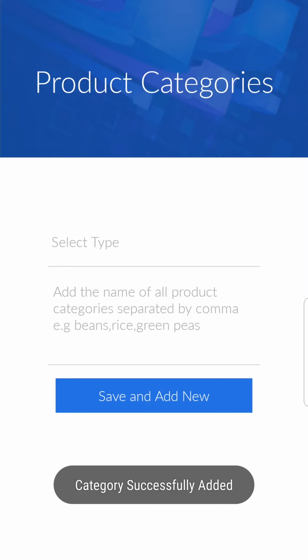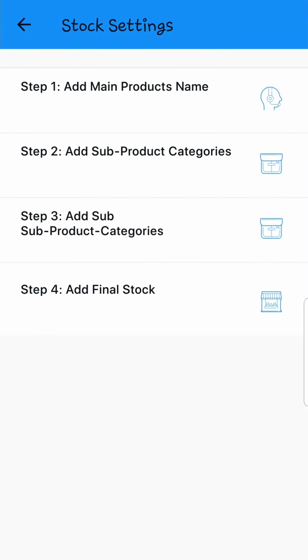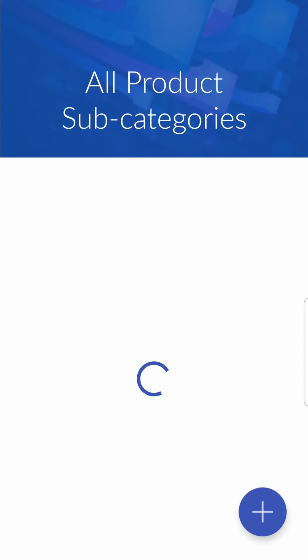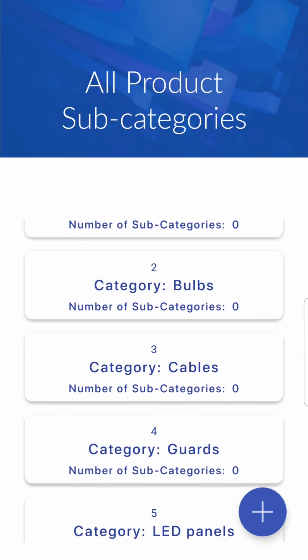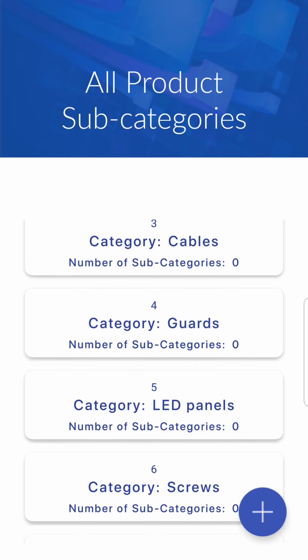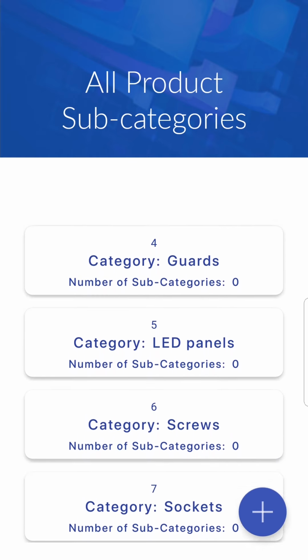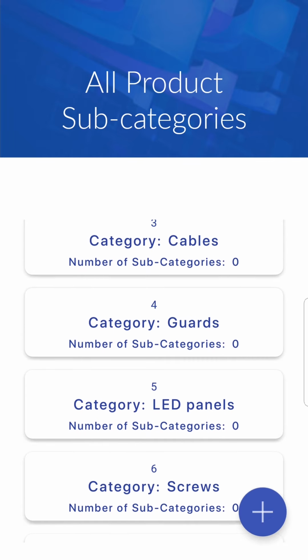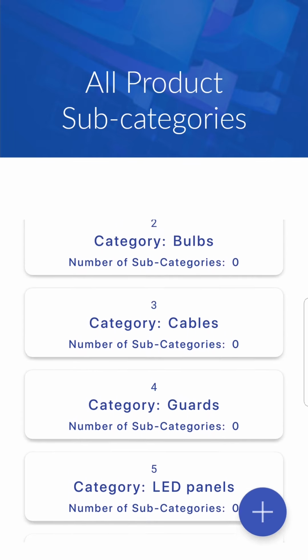The second step involves creating the subcategories for the main product stock created in the Step 1 tab. To add the subcategories, click the Step 2 tab. Here, you will notice all the main categories you created in Step 1 tab. And below each category, you will see the number of subcategories you created for that main category. And by clicking the tab, you can see the categories. In our case, we haven't opened any subcategories, so they are all 0.